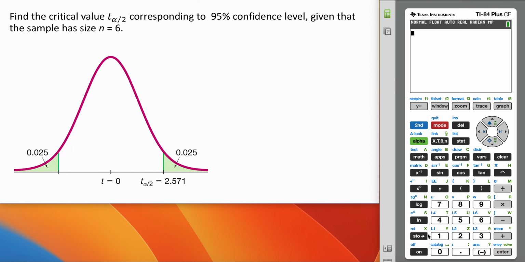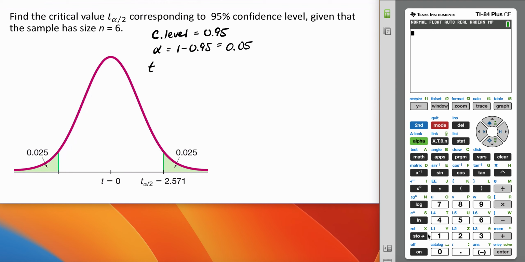Let's find the critical value t sub alpha divided by 2 for a 95% confidence level. So first of all, let's write down that confidence level as a decimal. Once you know your confidence level, then your significance level alpha is simply 1 minus that confidence level. So here we're looking at a significance level of 5%, or as a decimal, that's 0.05.